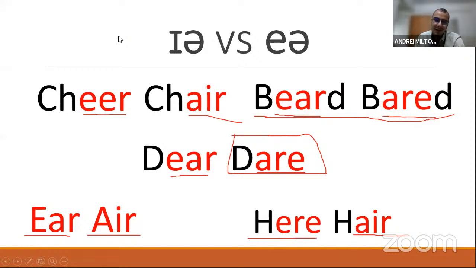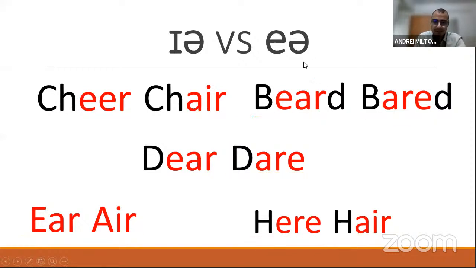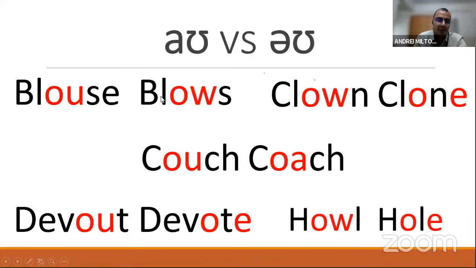Very good. Okay, let's finish. Almost done. We are there. So it's ow versus o. Okay, so it's blouse, blows. Cloud, open your mouth, cloud, clone, couch, coach. Devout, devote. How, ho. Ow from o. Very different, right? If you want to make the American version, it is o, okay? Not o, but o. It sounds similar. No problem if you do the American version.